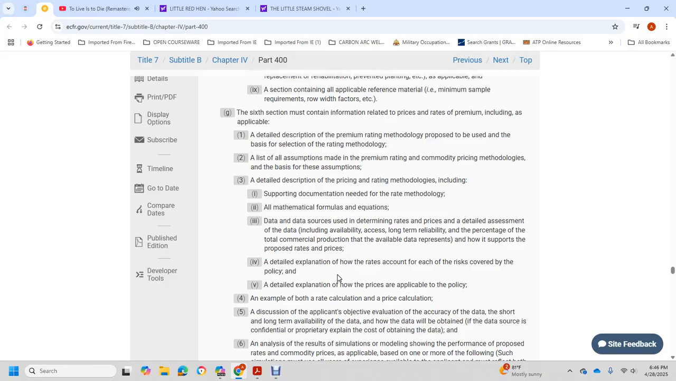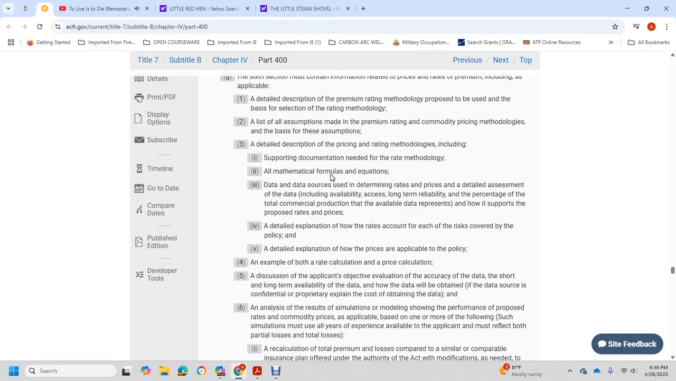A detailed explanation of how the rate accounts for each of the risks covered by the policy, and a detailed explanation of how the price is applicable to the policy, with an example of both the calculation and price calculation. Discussion applicable to the objective of the evaluation, the accuracy of the data, and the long-term availability of the data, but the data will be obtained and shown for confidential priority, explaining the cost of obtaining the data.